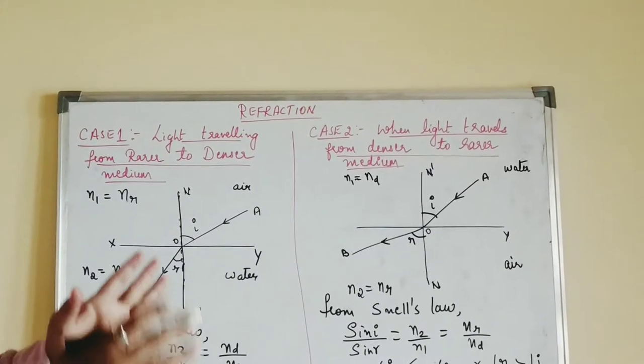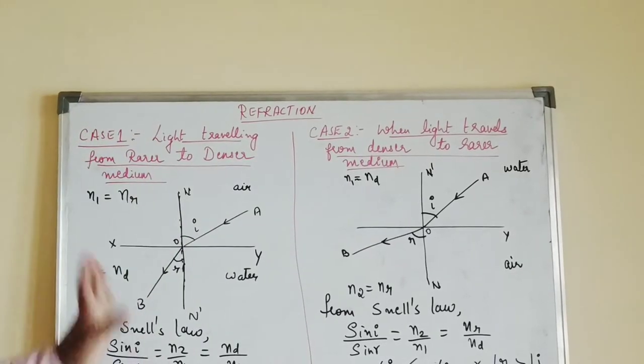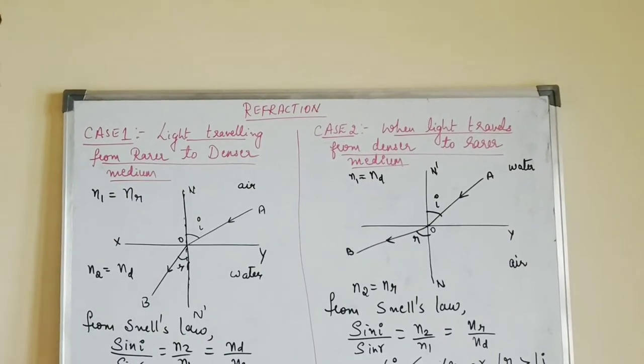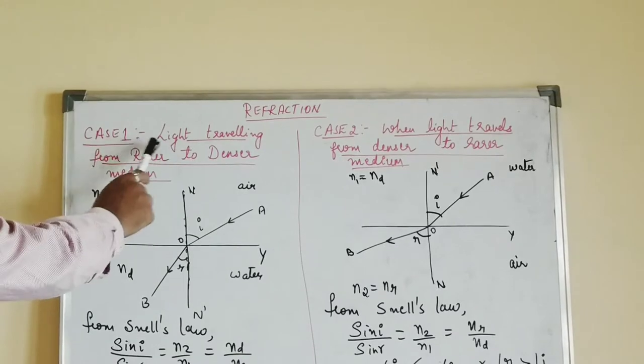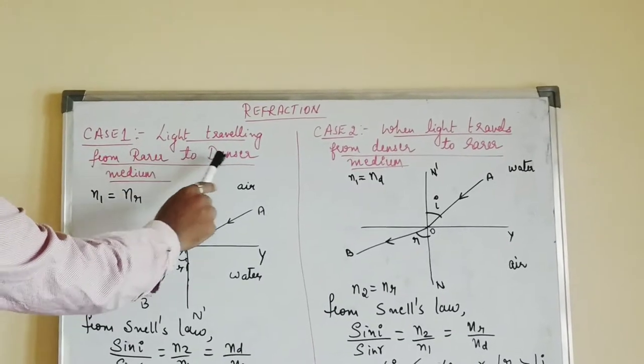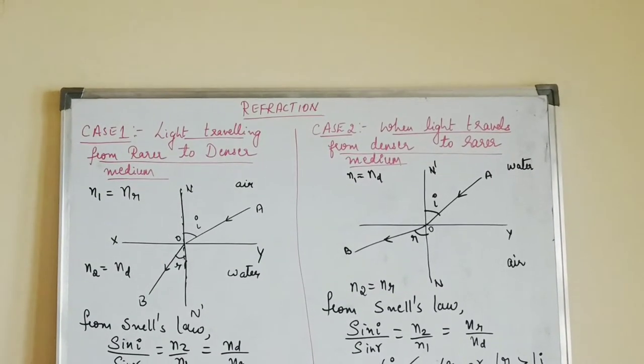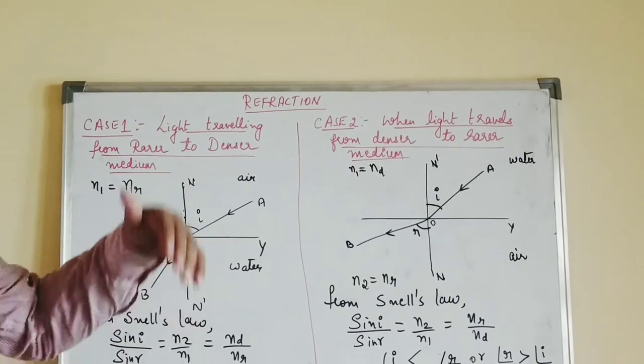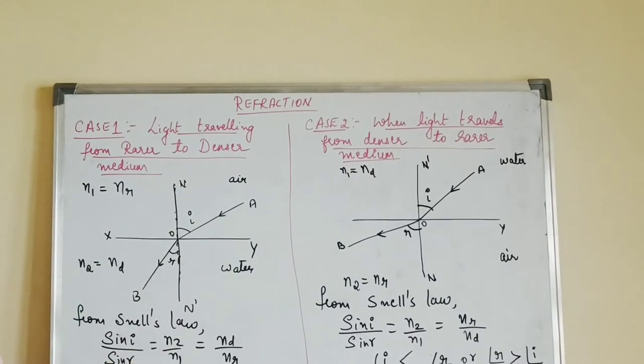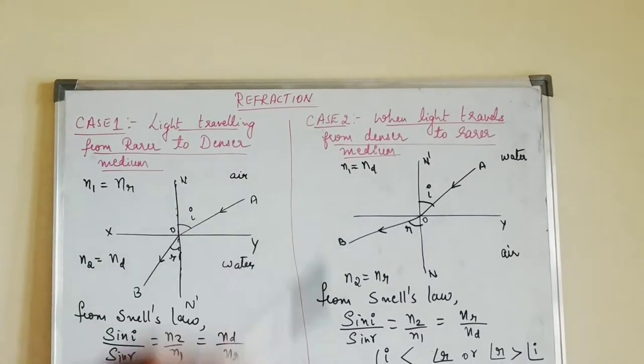Now, we shall see the application of Snell's law to two cases of refraction. Case 1: light travelling from a rarer to a denser medium. Usually, the rarer medium is taken as air and the denser medium is taken as water. That is normal refraction.